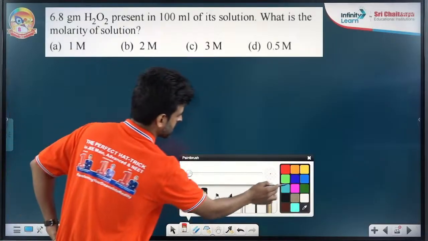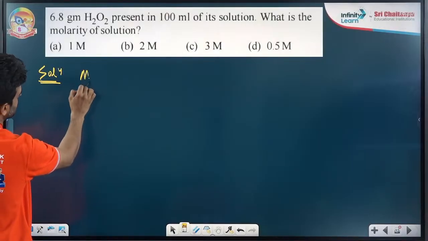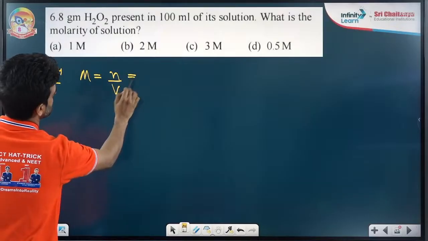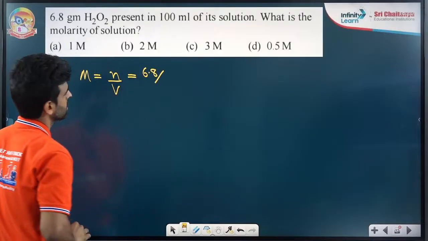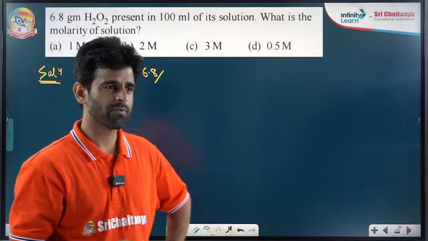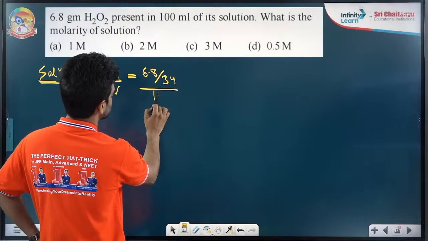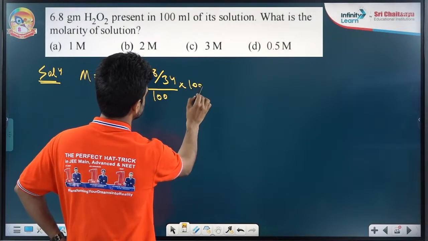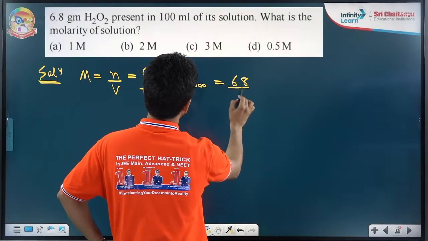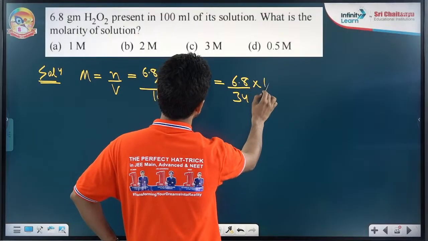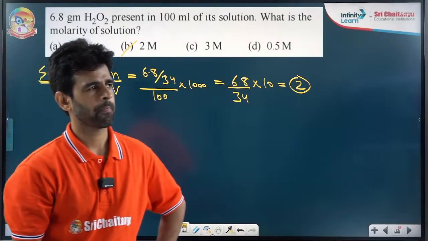What's coming here? Again, very easy. The formula of molarity is very clear. What's molarity? n by V, right? So what's n by V? 6.8 gram is the given weight divided by the molar mass. What is the molar mass of H2O2? 34, right? And what is the volume? Volume they are saying 100 ml. Make it a liter, right? So I will write 6.8 divided by 34 and upside 10. So it is giving 2 as the answer. Very easy again.